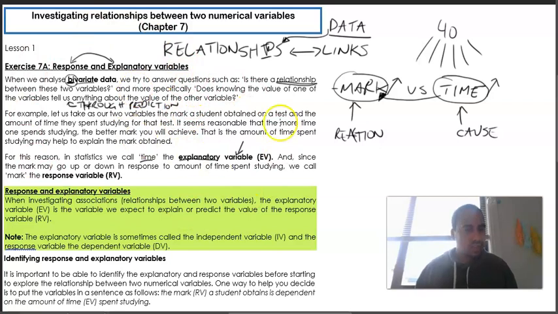So it's a lot to take in, okay? But I always just like to think of it as one is a cause and one is an effect or a reaction or a response. And this lesson 7a is going to be looking at determining the difference between one and the other and extracting which one is a response and which one is explanatory.